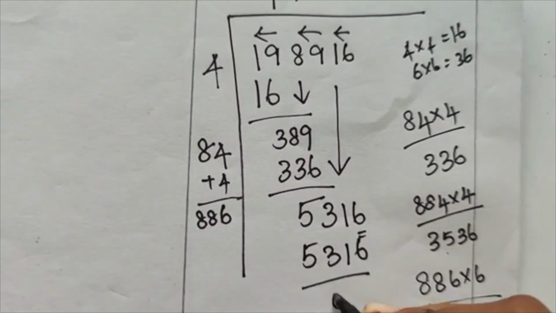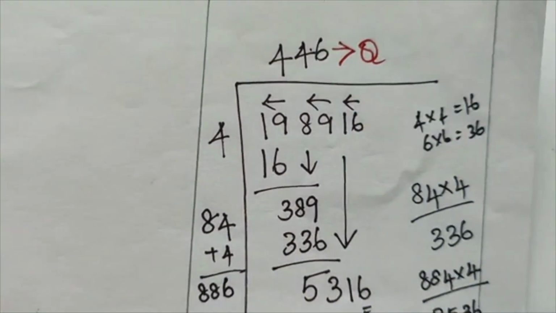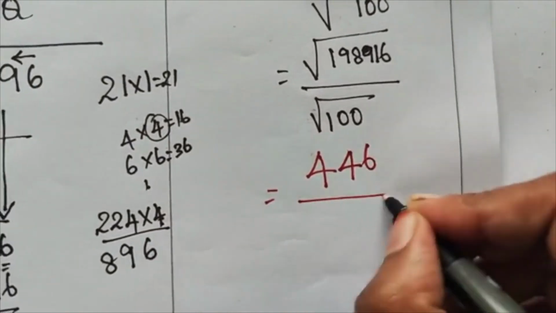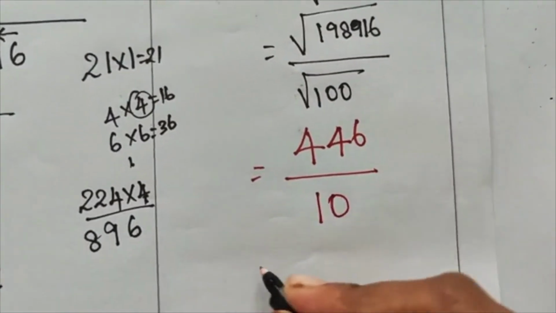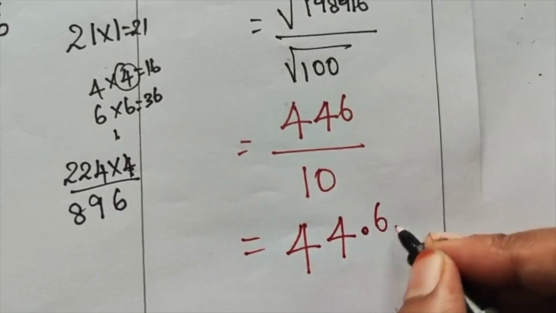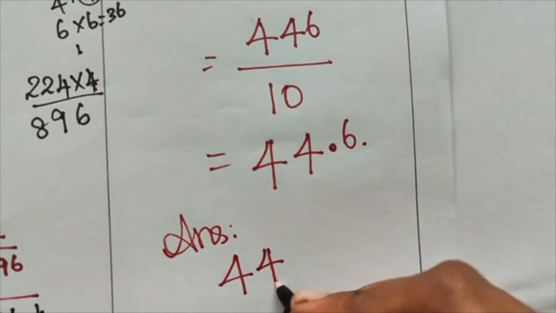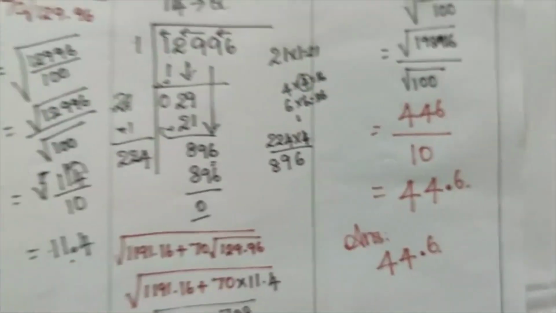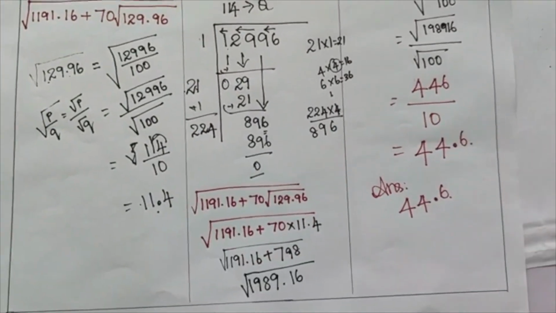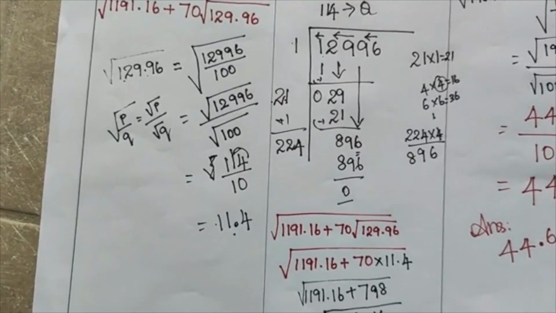5316, 0. So this is the quotient. So quotient is nothing but 446. Root of 100 is nothing but 10. The decimal point moves one place. So 44.6. So the answer is 44.6. This is the answer. You can copy down this. We'll join you soon with more sums in the next video. Thank you.